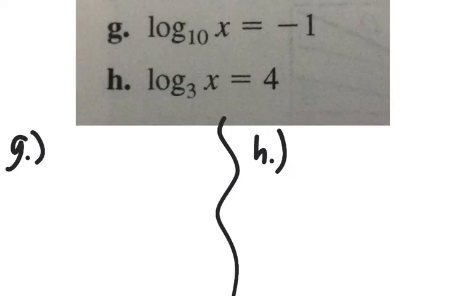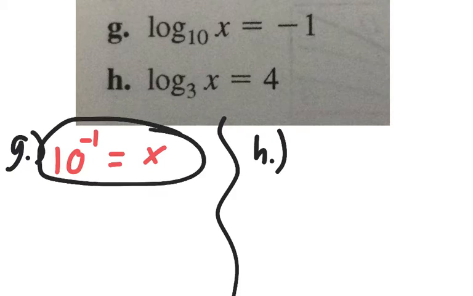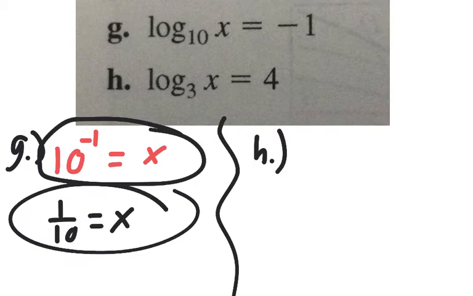So when I look at g, if I wanted to rewrite that from logarithmic to exponential, I'm going to say it's the base, which is 10, raised to the answer, which is -1, is equal to the argument, which is x. I'm just rewriting it from logarithmic form to exponential form. This is an acceptable final answer. Now, if you wanted to, you could have simplified 10 to the negative first. What is 10 to the negative first? 1/10. That would also be acceptable. Either one is fine.